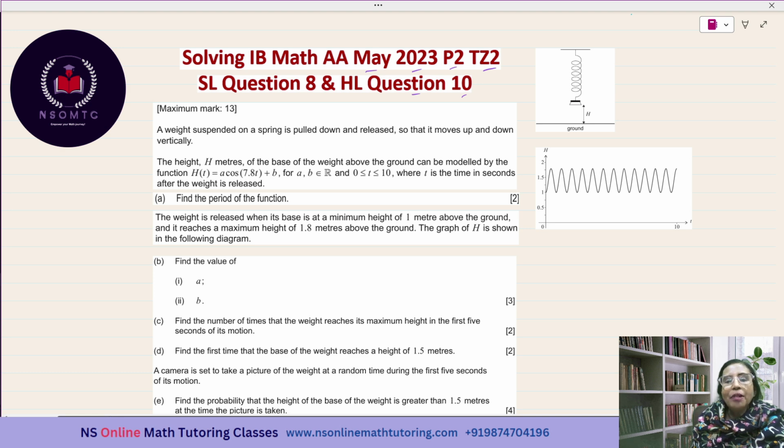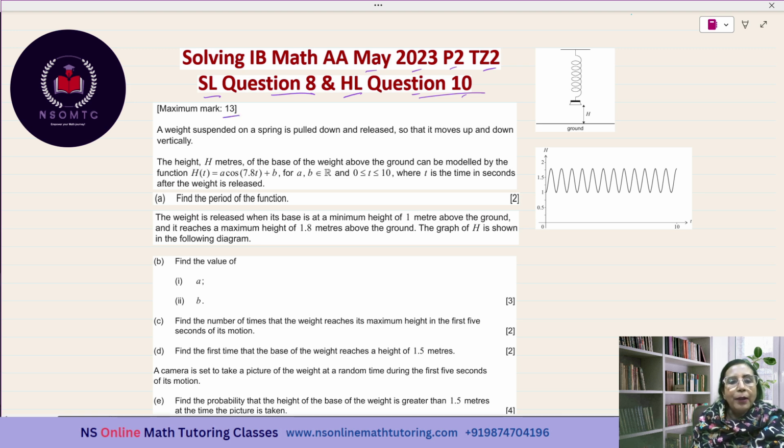This is a common question common to both the SL and the HL level students. For the SL students, it is question number 8 and for the HL section, it is question number 10. So without any further delay, let us start answering this question. The maximum mark is 13.